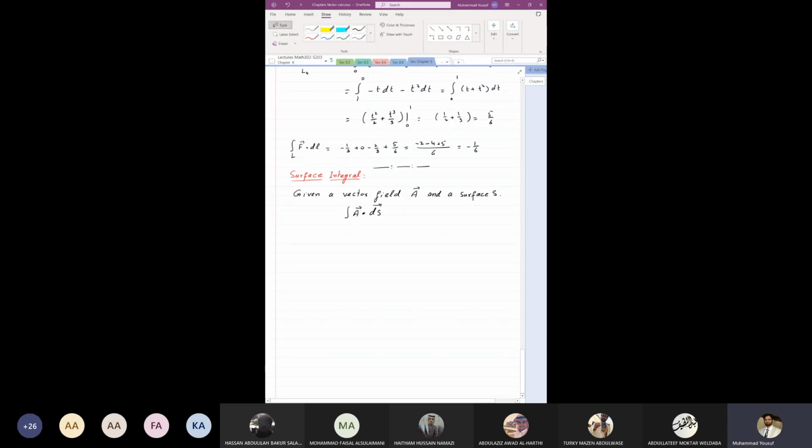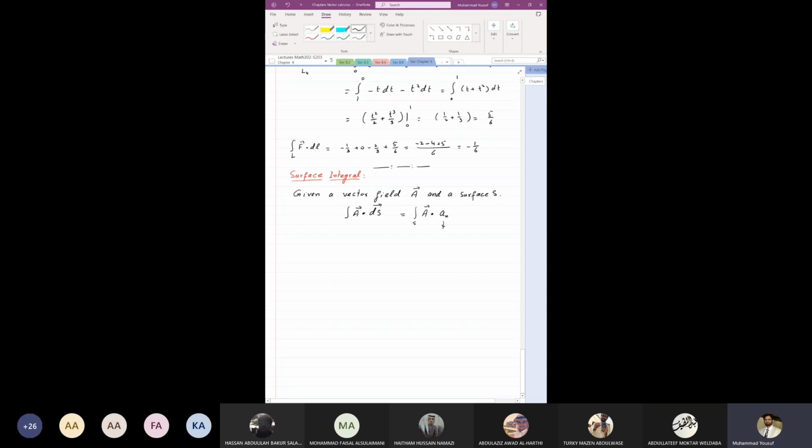Now, this can also be written like this: integral over S, then a vector dot an, that is, the unit normal.